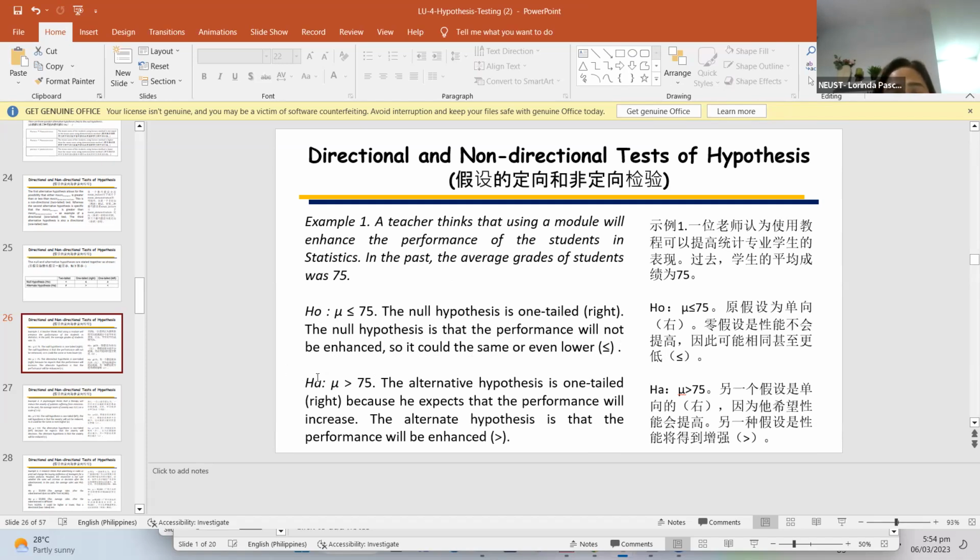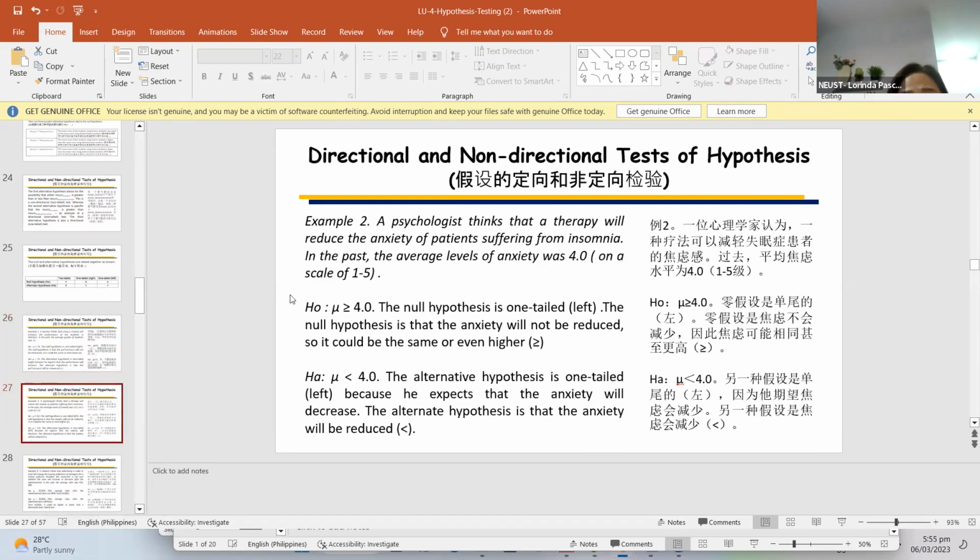Now, the alternative hypothesis would be the mean performance of the students is greater than 75. So what does it mean? It means that the alternative hypothesis is again one-tailed kasi may greater than eh. Because he expects that the performance will increase because the performance is greater than yung standard na pinagko-compare natin, which is 75. So the alternate hypothesis is that the performance will be enhanced as shown in the symbol greater than. So this is one-tailed test also.